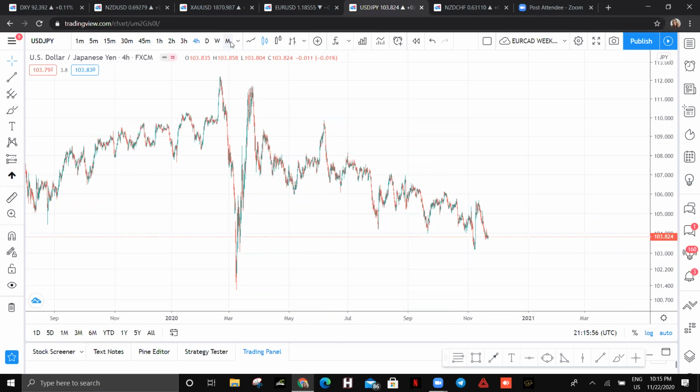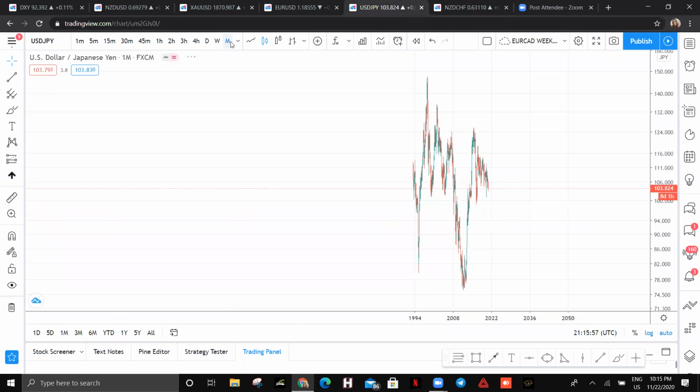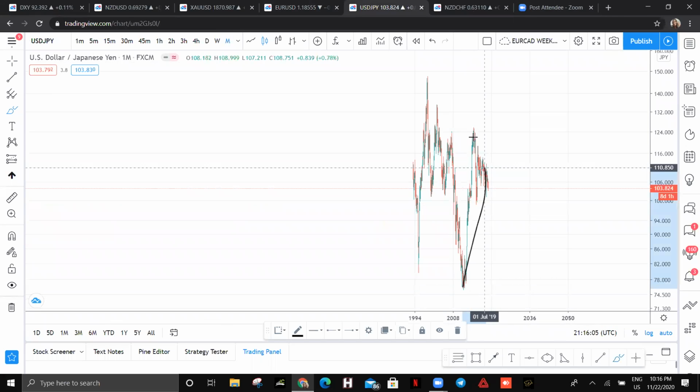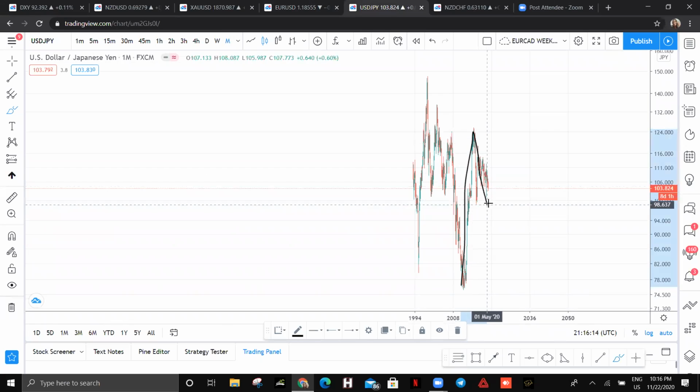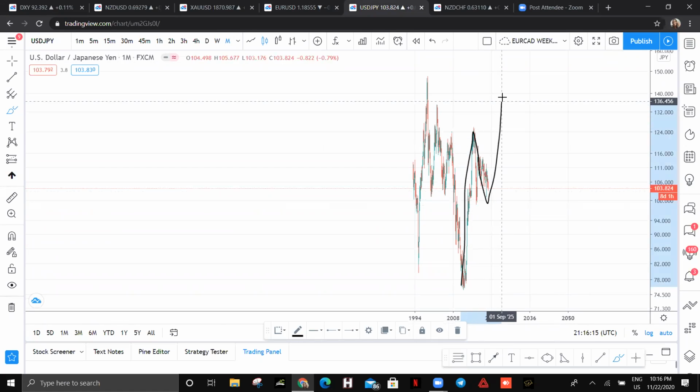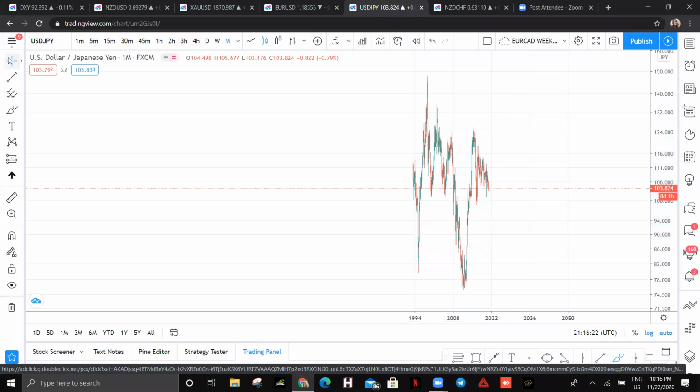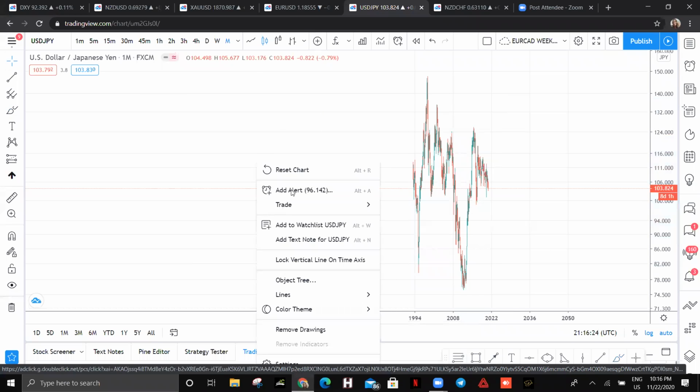Looking at the monthly, you are seeing it here, a stick and a flag. Stick and a flag. Oh, my drawing is so bad. Stick and a flag. So what do we expect? Move up. But let's not base it on that. Let's look out for more things.